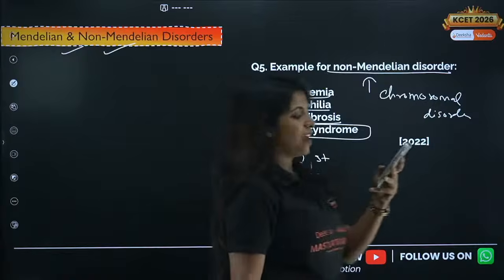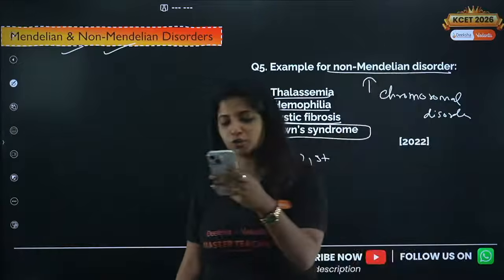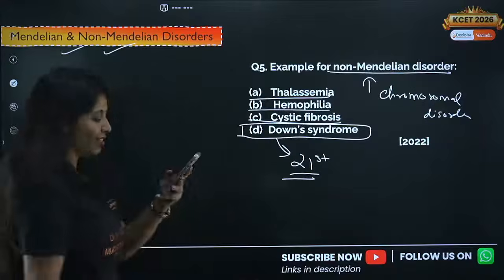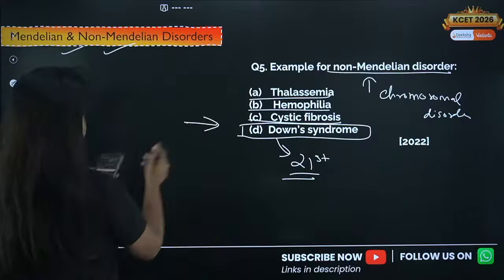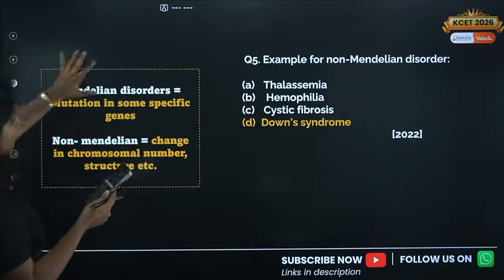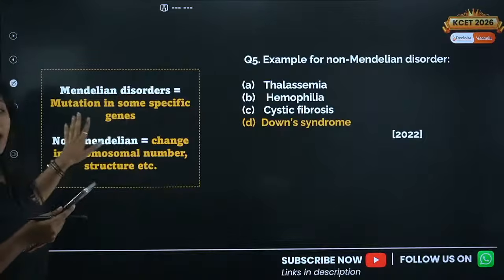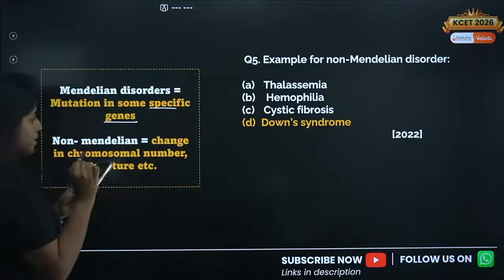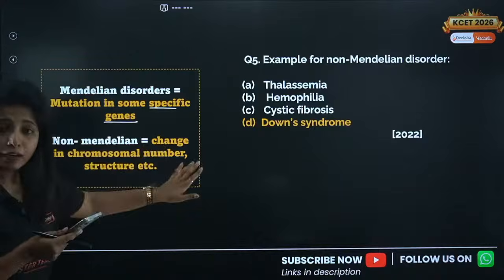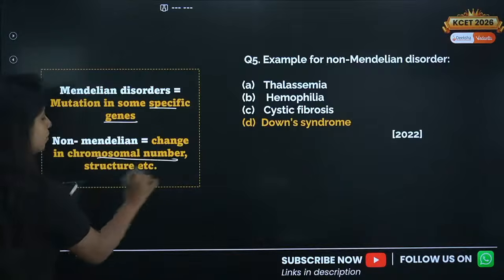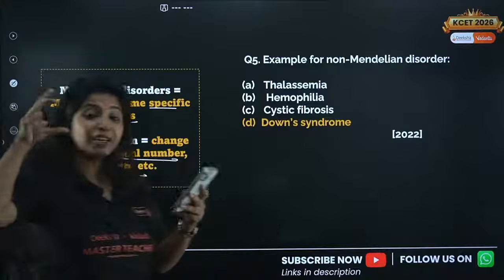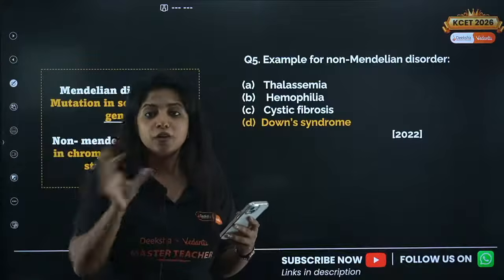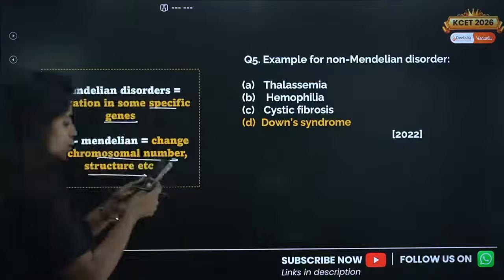Yes, Nagaraj, you are absolutely correct, and Aishwarya is also absolutely correct. What about others? Yes, Down syndrome is the non-Mendelian disorder, and over here you have a trick. Mendelian disorders are caused by mutation in some specific genes, whereas non-Mendelian disorders are caused by change in chromosomal number or structure. Everything that is related to chromosomal number and structure is non-Mendelian. Cool? Let's go ahead with the next question.